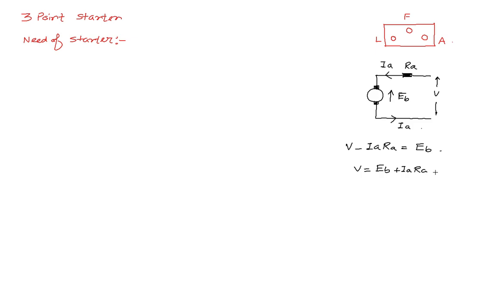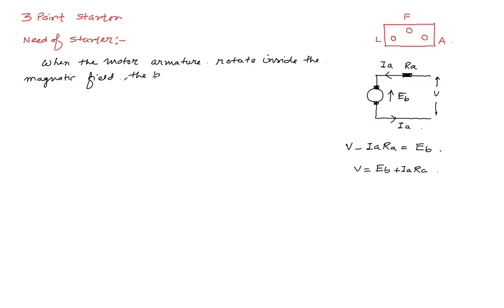Acha. Initially, when the motor armature rotates inside the magnetic field, the back EMF EB is induced.